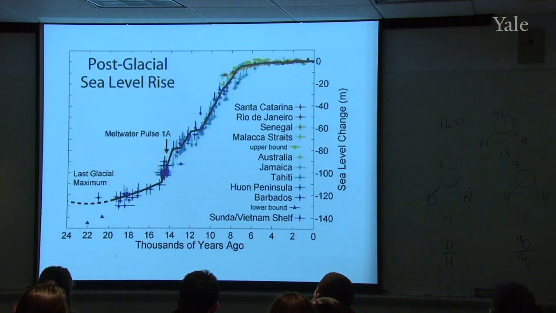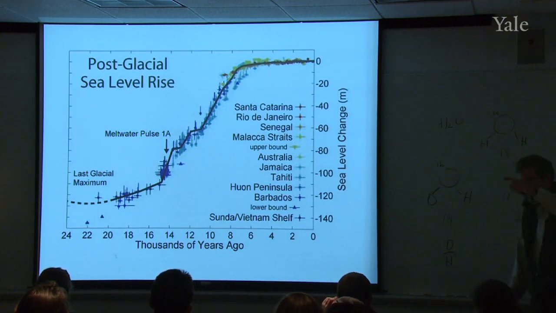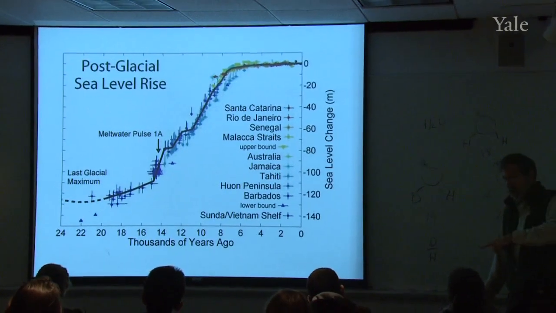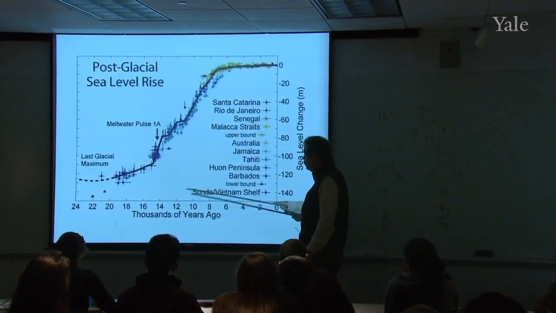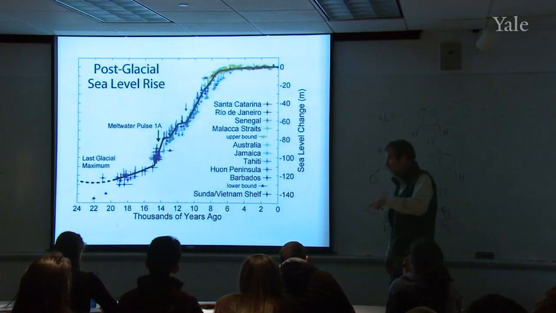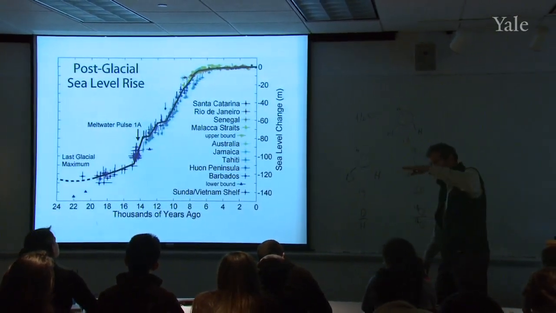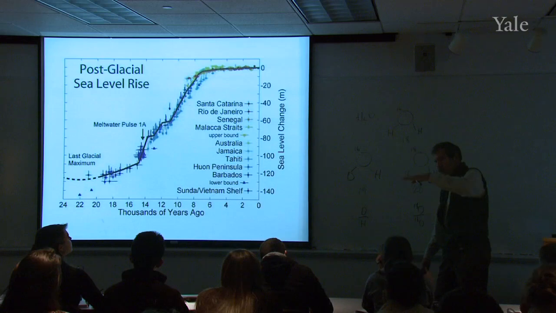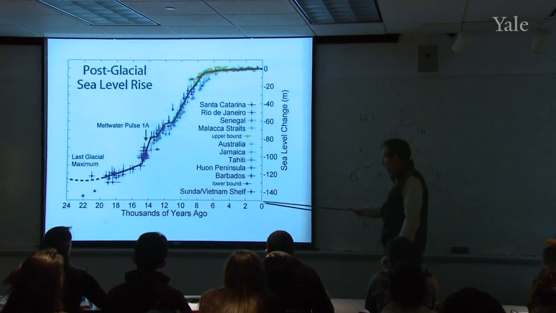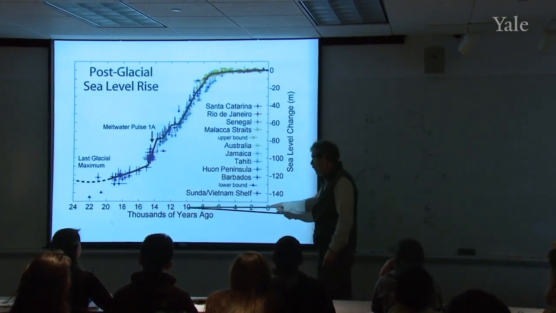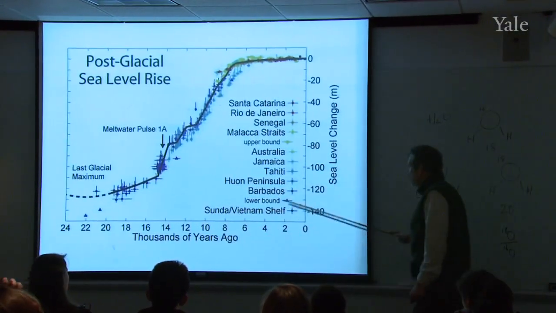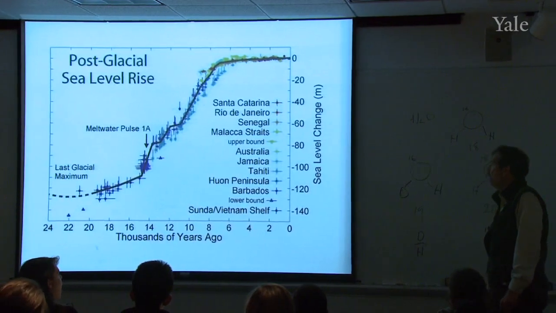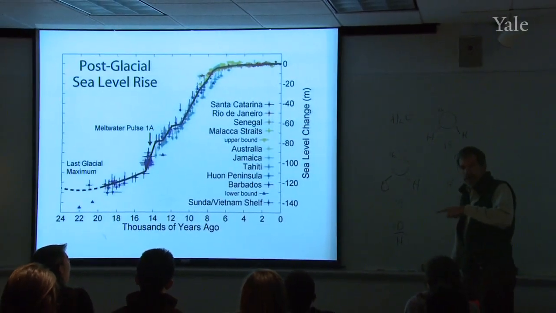So part of the story then, and this is not a surprise, if you put all that ice up on land, you will have lowered sea level. And so here's a record from physical measurements, going around various places, understanding from the nature of the shoreline where sea level was at various times in the past. This is thousands of years ago. And at the last glacial maximum, which is here, sea level was about 120 meters below where it is today.